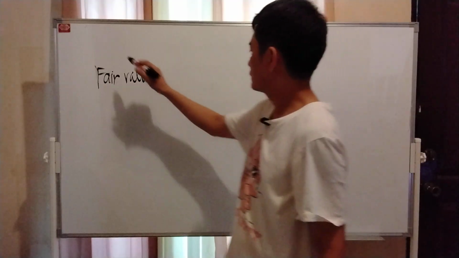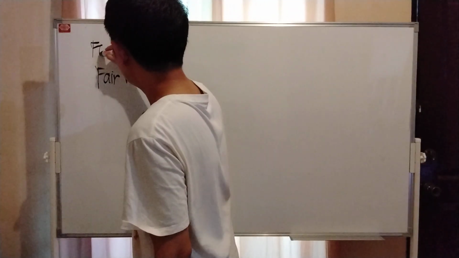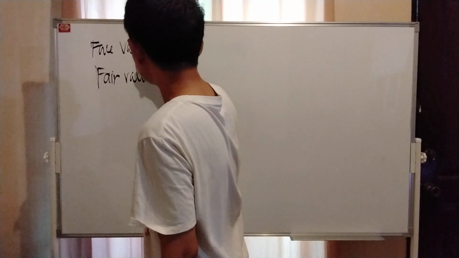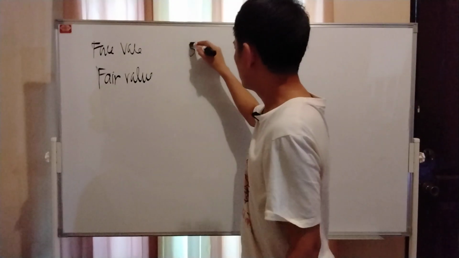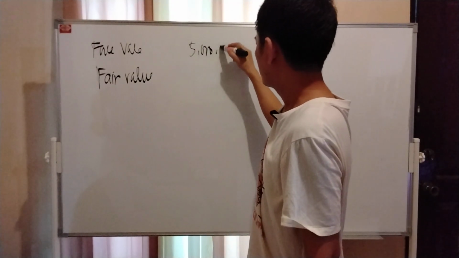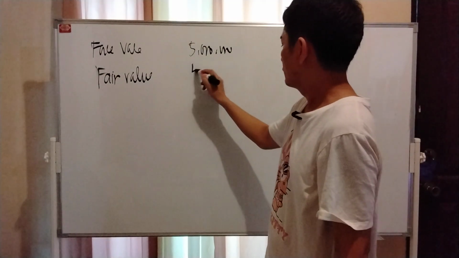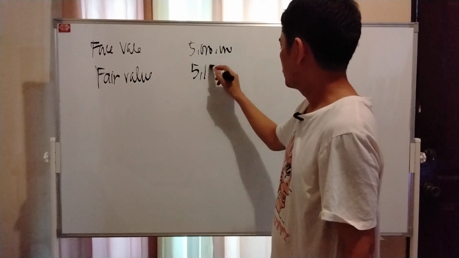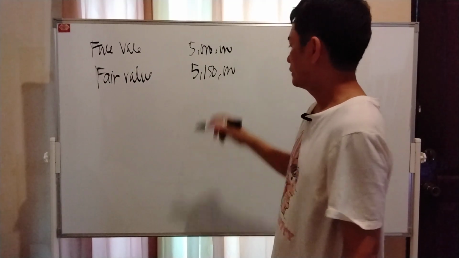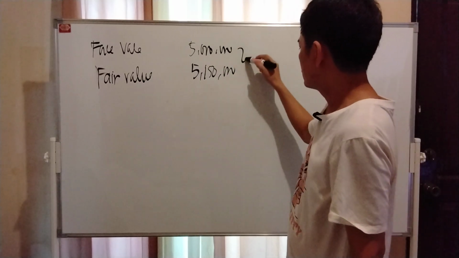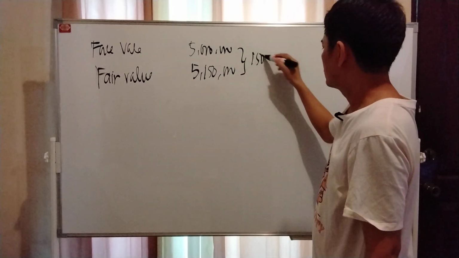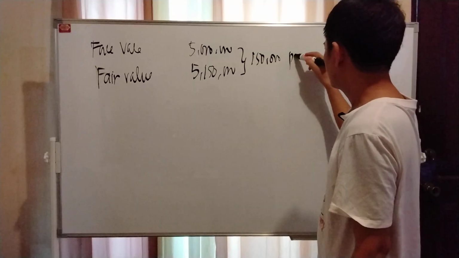So let's say the total bonds we have have a face value of a total of 5 million. The market says that its fair market value is 5,150,000. Then that would mean the difference is what we call the premium, the 150,000.